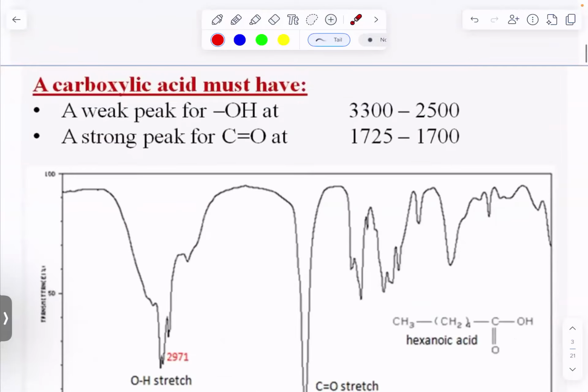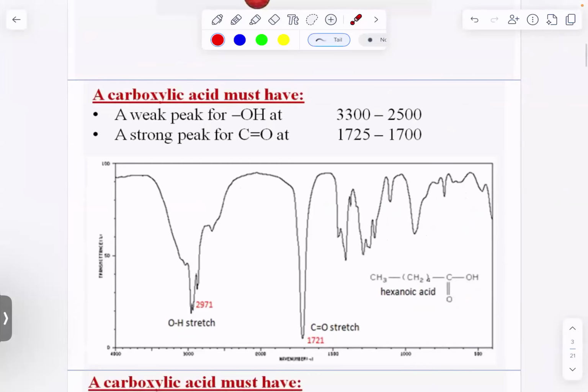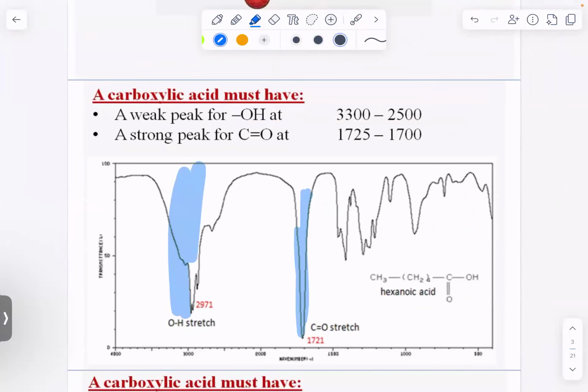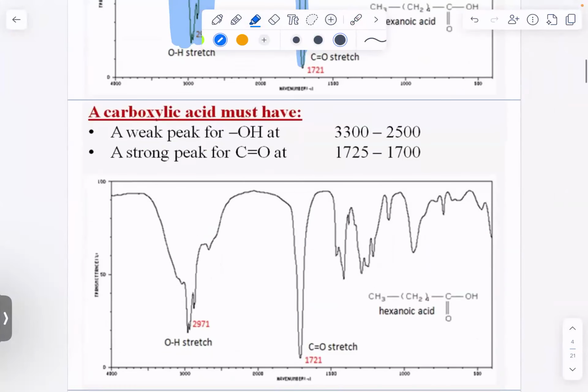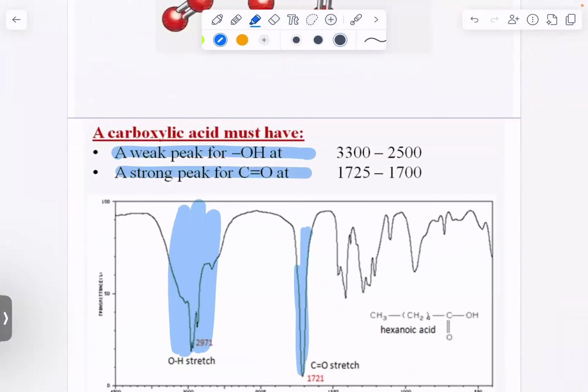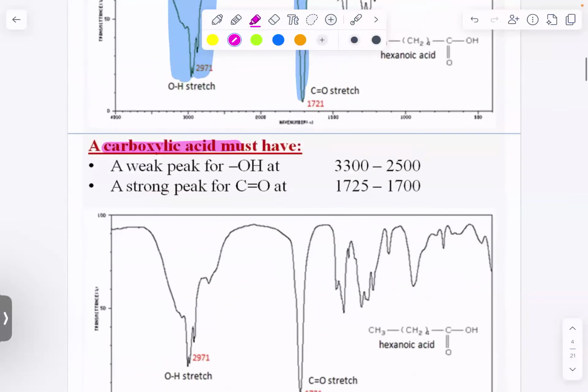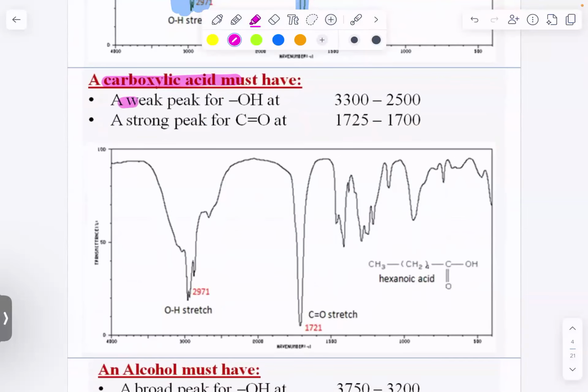Now, a carboxylic acid must have a peak for OH at this, and a strong peak for C double bond O at this. I have already shown you this, so I'm not going into great detail. However, I will highlight these two things. A carboxylic acid must have a peak at this and this.